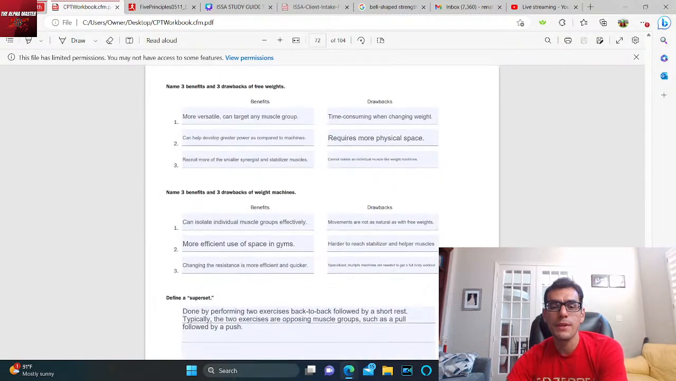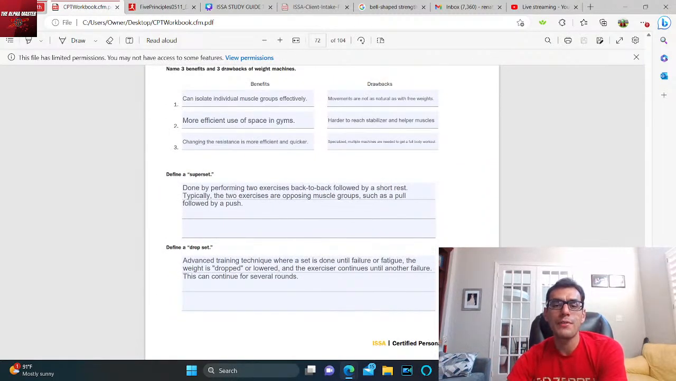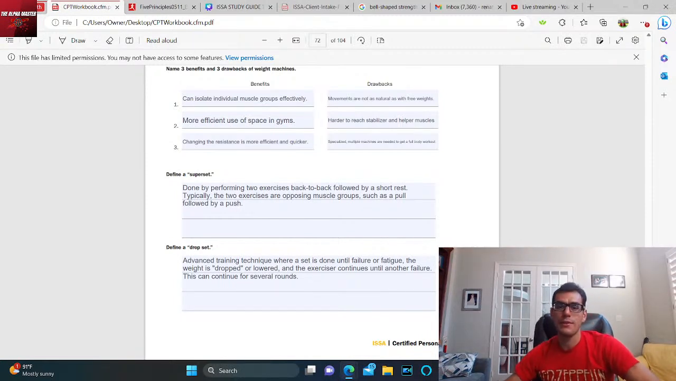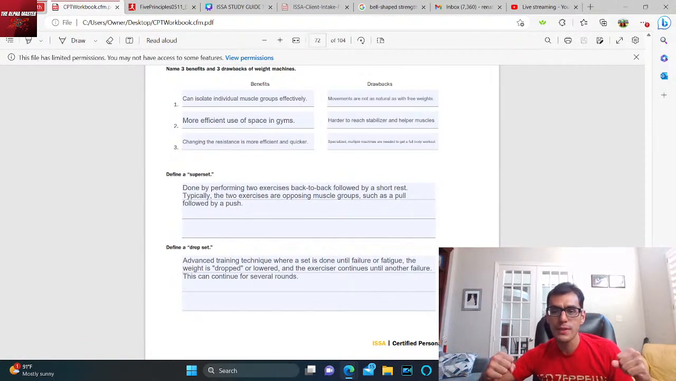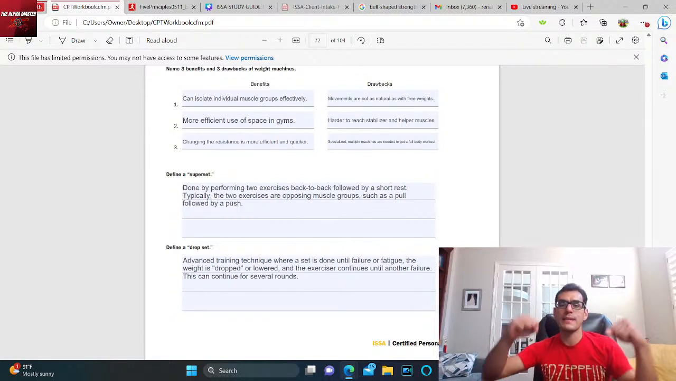Now, a superset is done by performing two exercises back to back followed by a short rest. Typically, the two exercises are opposite muscle groups, such as a pull followed by a push.